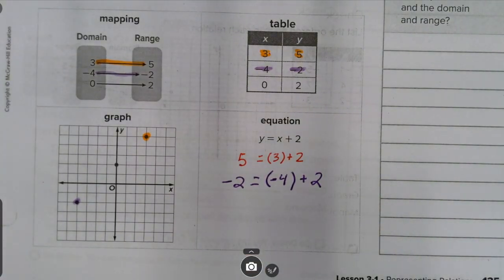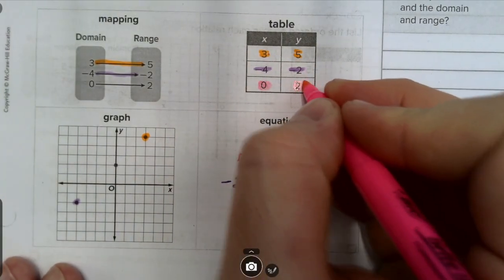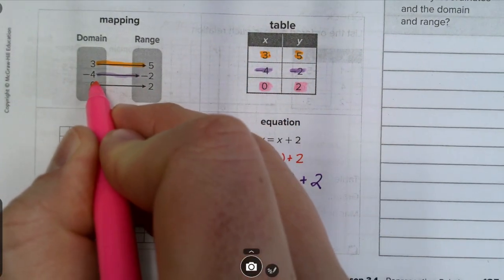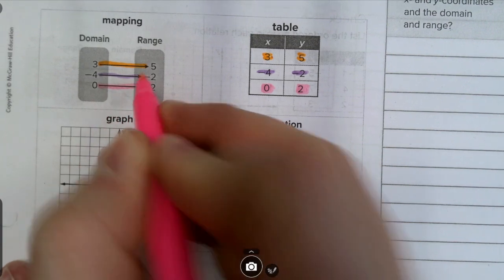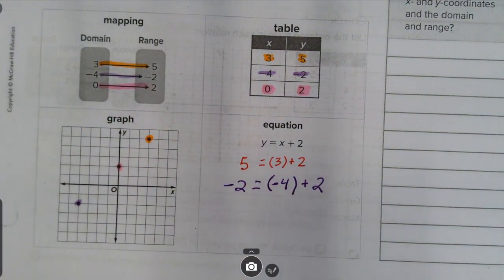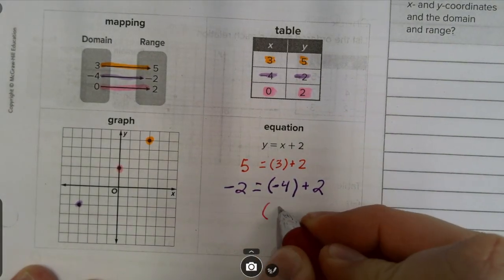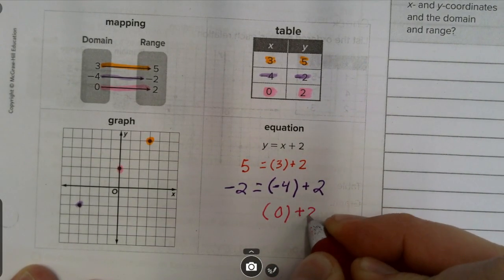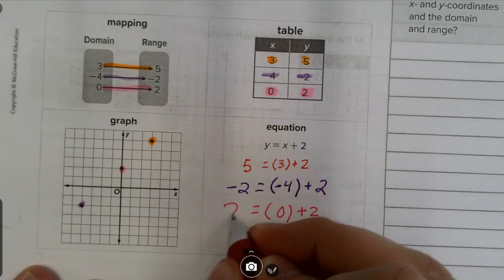Finally, we've got when x is 0, y is 2. It shows over here. When we plug in a 0, the output is 2.